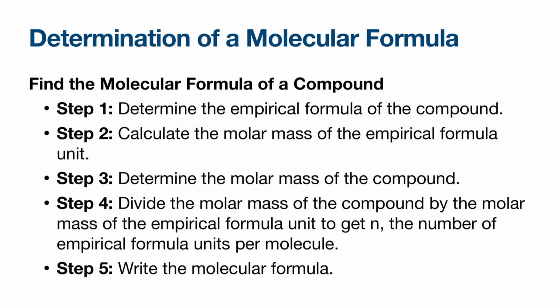Now, here are the 5 steps in finding the molecular formula of the compound. Step 1, you must determine the empirical formula of the compound. Step 2, you must get the molar mass of the empirical formula. Step 3, you must determine the molar mass of the compound. And step 4, you should get the value of n by dividing the molar mass of the compound by the molar mass of the empirical formula. And again, this is the number of empirical formula units per molecule. And when you have that value of n already, you can write the molecular formula.